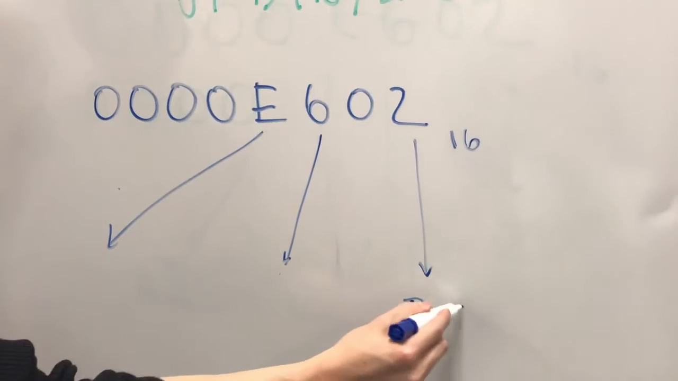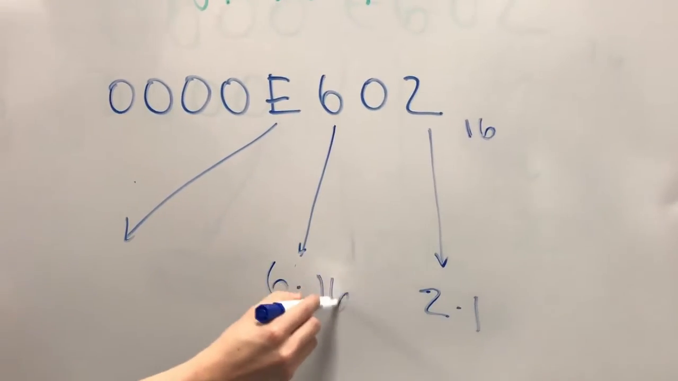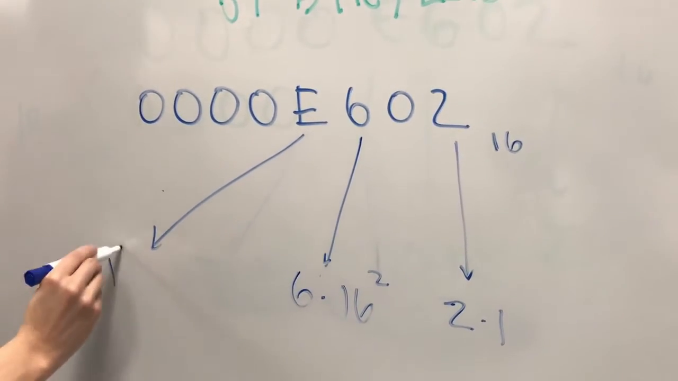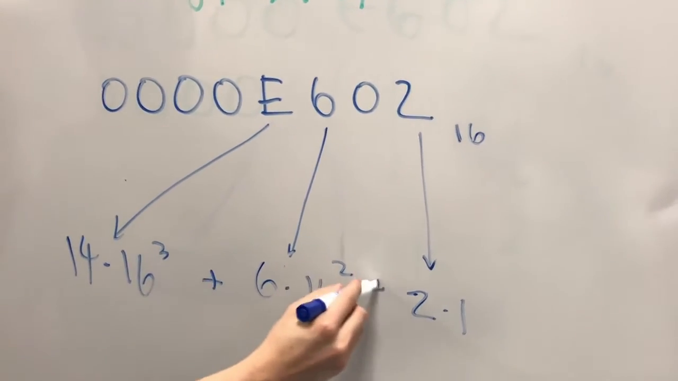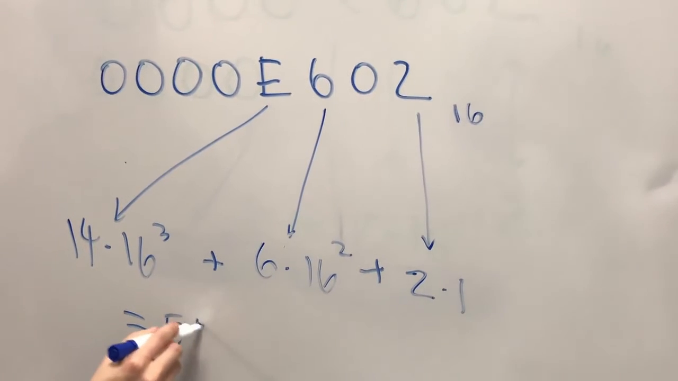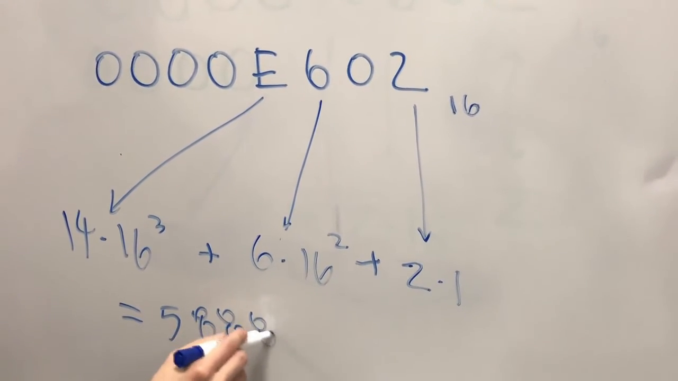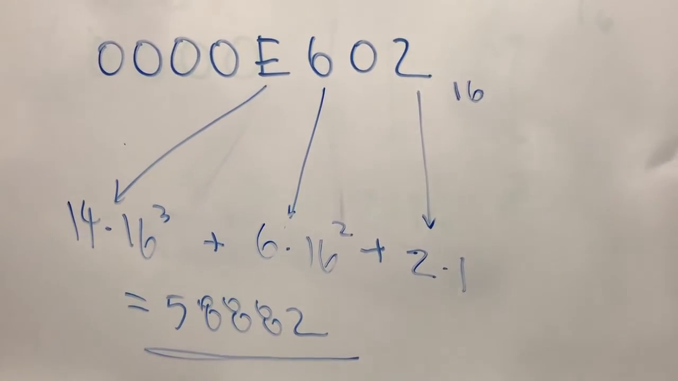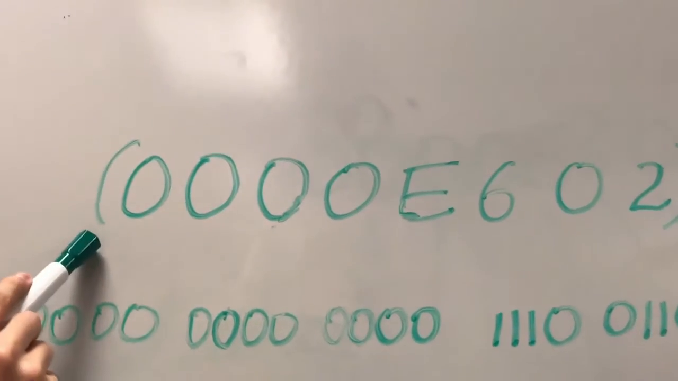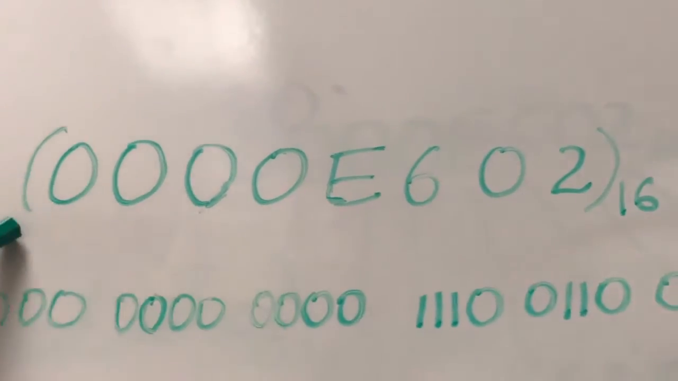So we have two ones, 6 16 squares, and E, which means 14 times 16 cubed. So we add them all up and we get 58882. So we are trying to store the word in 58882 in cache. So what we want to do is determine where in cache this word gets stored.